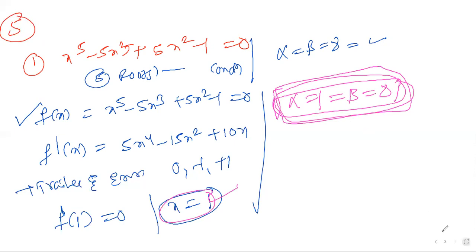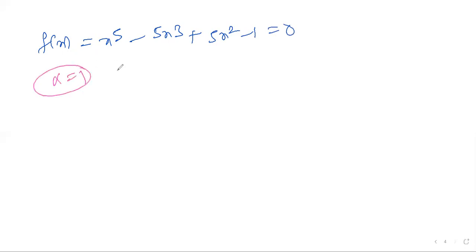So how to find the other 2 roots? First you take an equation. f(x) is the equation. What is the equation here? x power 5 minus 5x cube plus 5x square minus 1 is equal to 0. So you got alpha is equal to 1, beta is equal to 1 and gamma is equal to 1. They are telling you need to prove whether it is correct or not.